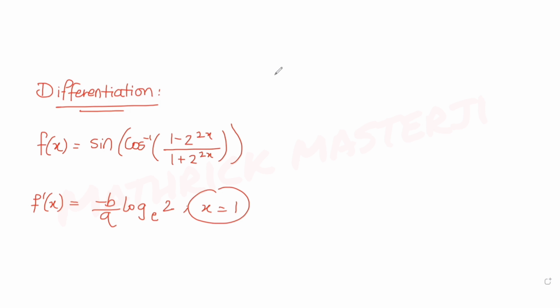So indirectly, they have given us f dash of 1, not f dash of x. They have told us f dash of 1 is equal to minus b by a log 2 to the base e, and that a and b are integers. Further, they have asked us to find the minimum value of mod of a square minus b square, the absolute value of a square minus b square.